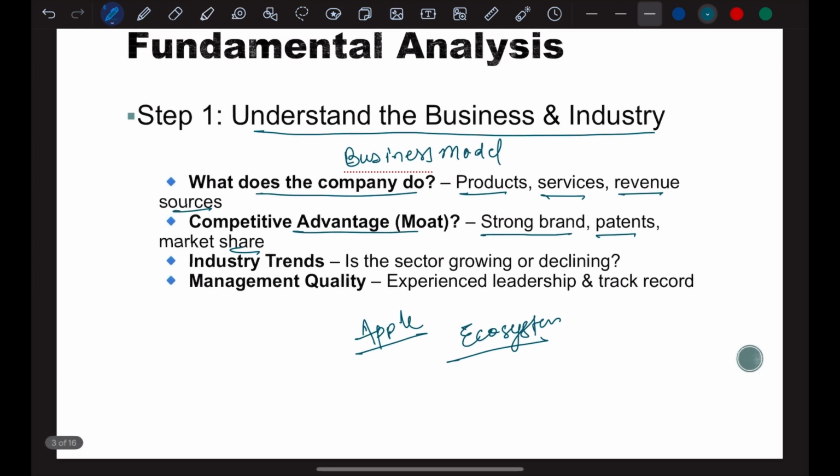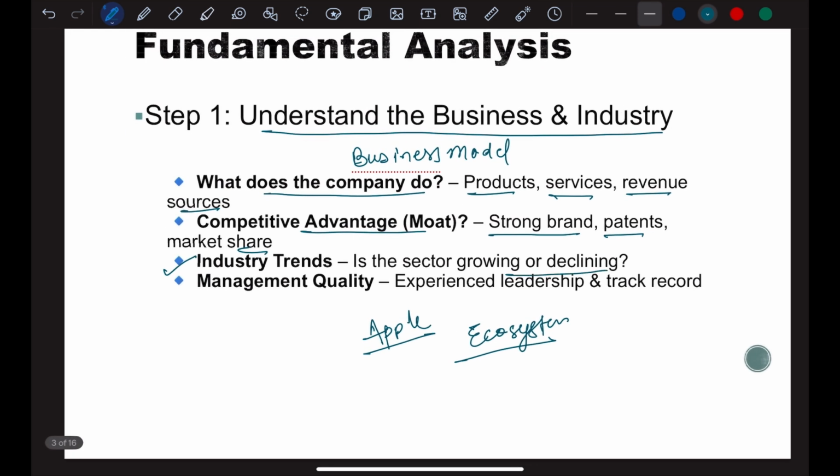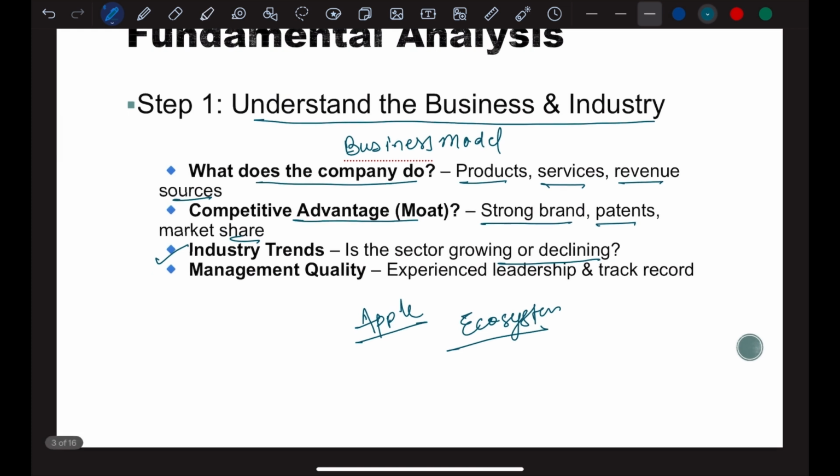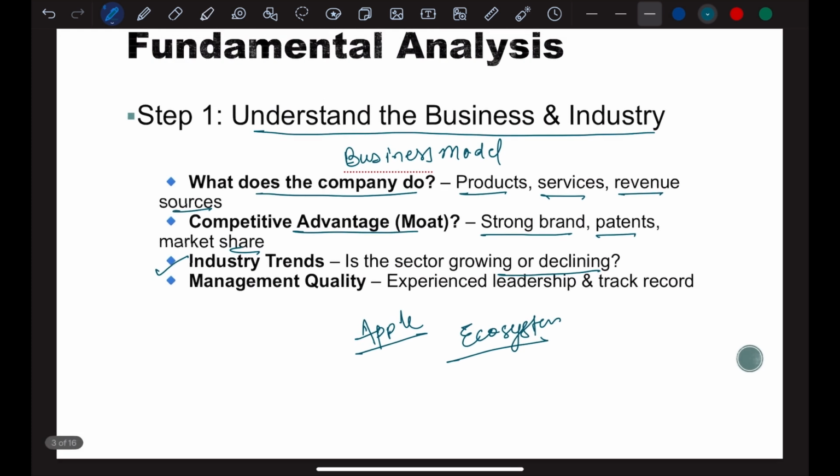The third thing is industry trend. Is the sector growing or declining? Before making any investment decision, if we are analyzing the automobile industry, we will see what is the future prospect of automobile companies. We have to make a calculated guess whether the industry will grow in the future or it will decline in the future.